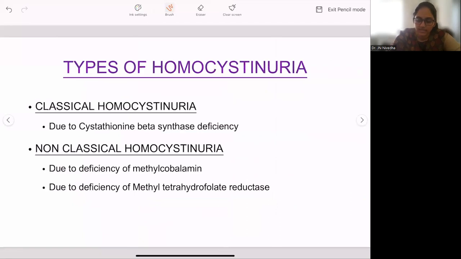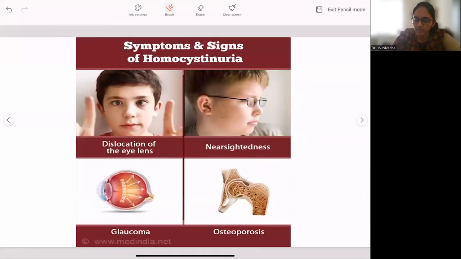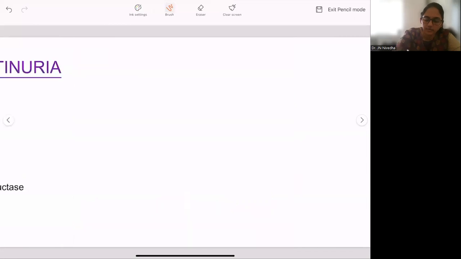So these are the types that I have told you. Coming to symptoms, the main symptom can be subluxation of eyes. Subluxation of eyes, what do you call?